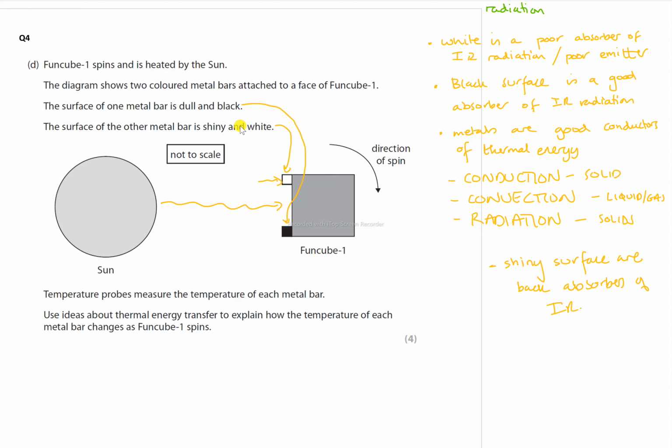Right, okay, so the temperature probes measure the temperature of each of the metal bars. Use the ideas of thermal energy transfer to explain how the temperature of each metal bar changes as it spins. So what's going to happen is this is going to spin, then this black and white bar are going to be on the opposite side, so then there's going to be no infrared radiation from the sun.